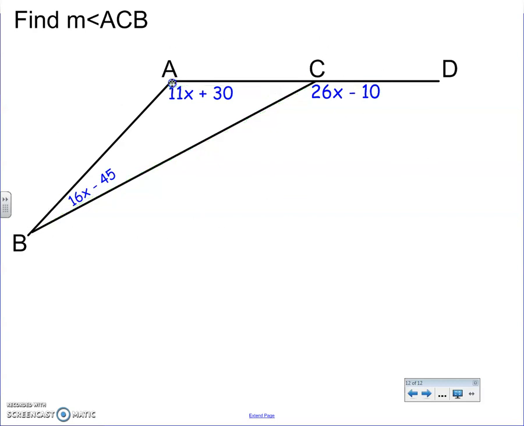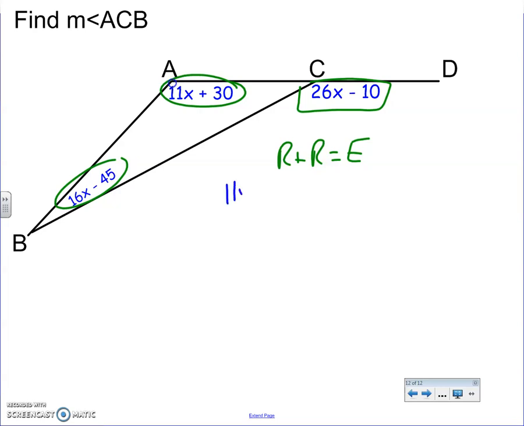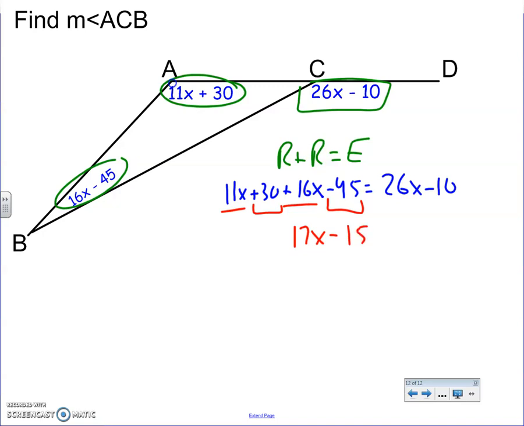So right now we can solve for x by doing r plus r equals e. Fill in the formula. So 11x plus 30 plus 16x minus 45 equals e, 26x minus 10. Combining terms, 11x plus 16x plus 17x. 30 minus 45 makes negative 15 equals 26x minus 10. Get x on one side, so I'm going to subtract 17x. That makes this 9x.